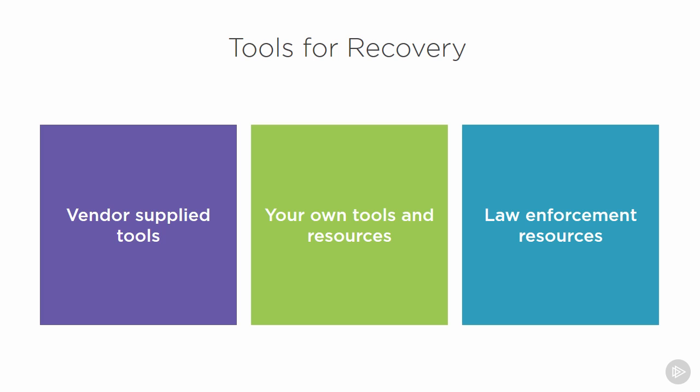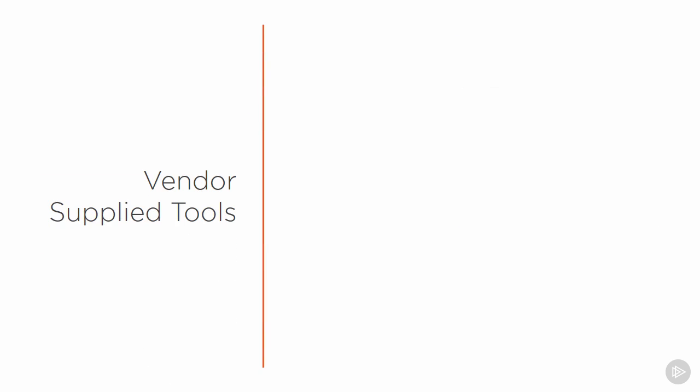Let's have a look at vendor-supplied tools. A big problem with ransomware is that once you've become a victim and your files have been encrypted by ransomware, there's very little that you can do. A lot of vendors are focusing on prevention. They're providing various different tools to help detect and block ransomware from executing. However, in this section, we're focusing on this scenario where your files have already been encrypted.